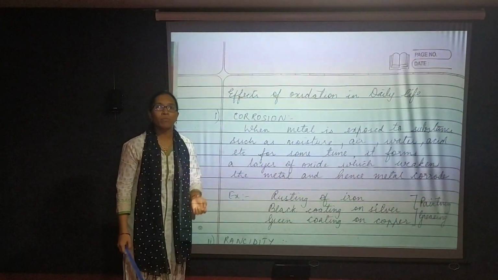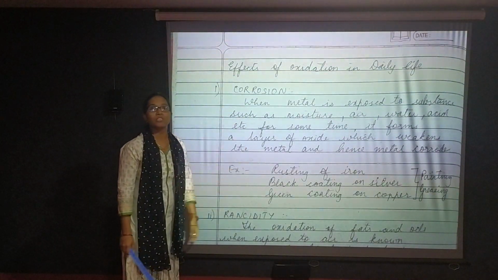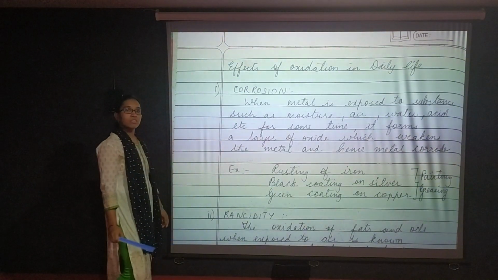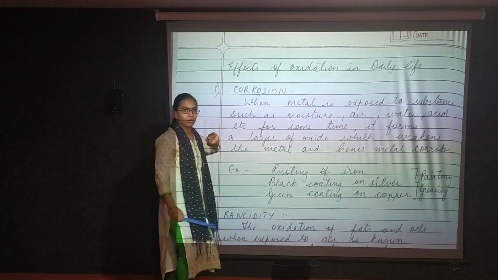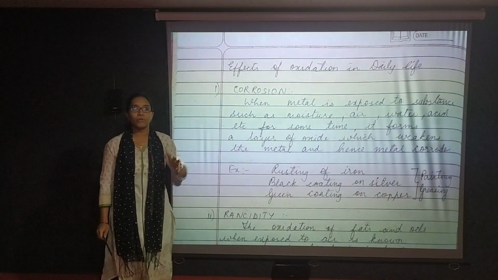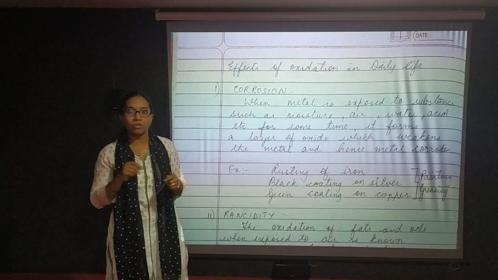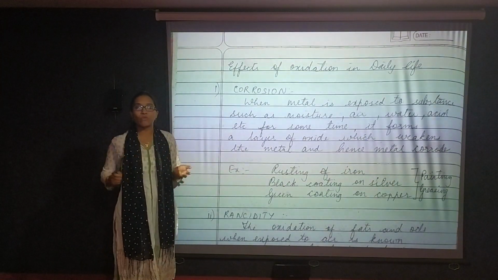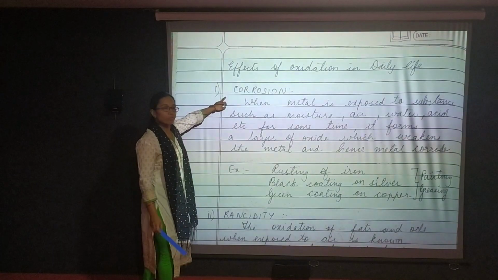Now the last topic in this chapter is the effects of oxidation in our daily life. So what are the effects of oxidation in our daily life? The first effect is corrosion. What is corrosion? You would have seen that during the monsoon time and all, the grills and the windows and all are getting corroded. It is getting into brown color. Layer is formed on the surface of these grills and all metals. So it is known as corrosion.